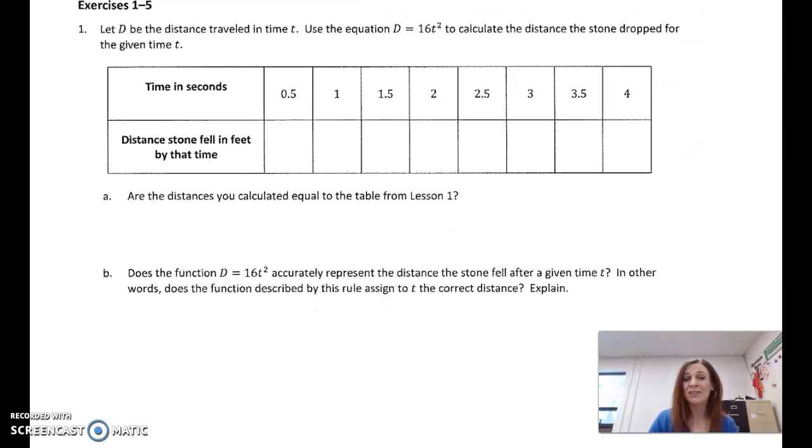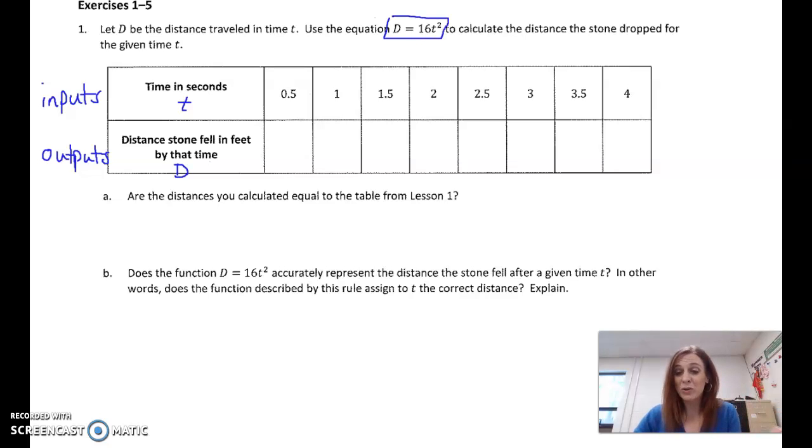Let d be the distance traveled in time t. We're not necessarily using x and y here, but when we have a table like this, t for time is going to be our x value. These are our inputs, the stuff we input into an equation. And our distance, d, is going to be our outputs. Okay? So use the equation d equals 16t squared. Now, guys, this is something we already know how to do, but we're using different vocabulary, so it seems a little more confusing.